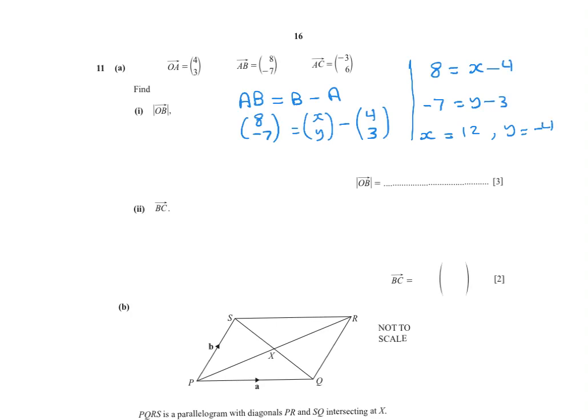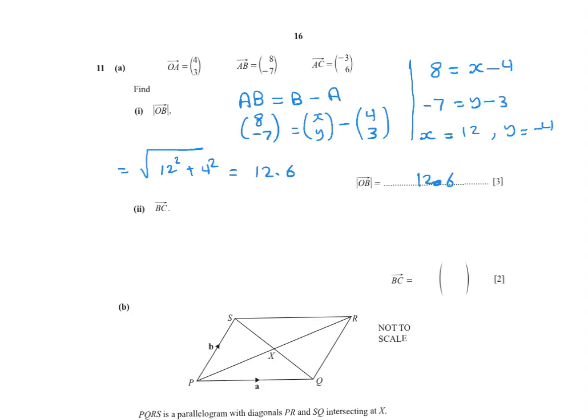So the magnitude of vector OB equals the square root of 12 squared plus 4 squared, which is 12.6.